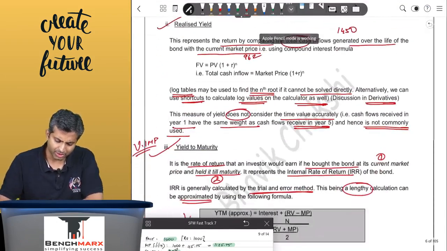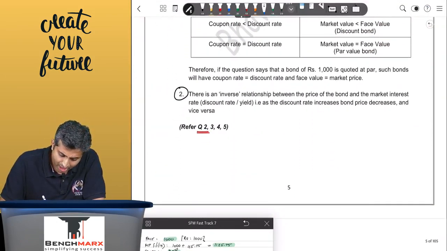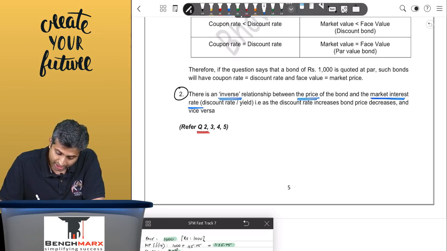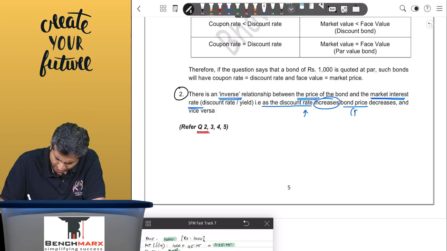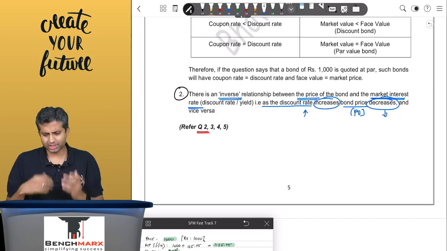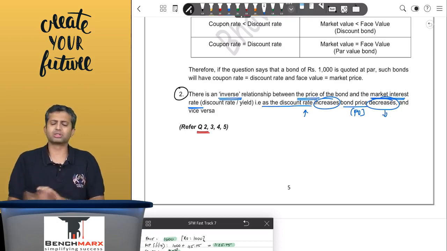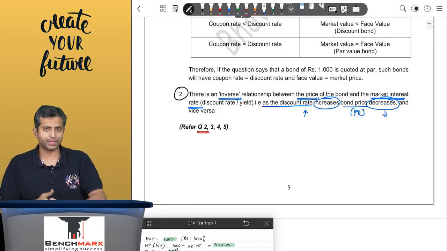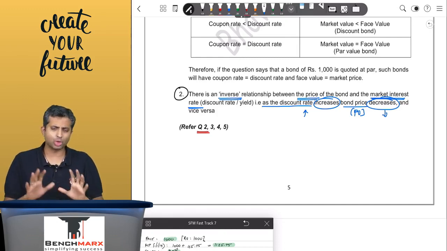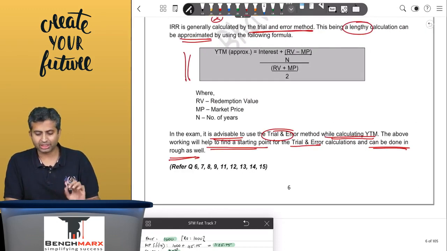Over here, the one thing that we had not read, if you remember the key point, there's an inverse relationship. You can focus on the screen for the time being on page 5. There's an inverse relationship between the price of the bond and the market rate of interest, which is a discount rate or the yield. That is, as the discount rate increases, the bond price, which is a present value, decreases, and vice versa. This understanding is going to help you going further when you go to a slightly more complex trial and error problem. Right now we are just getting a sense of it.